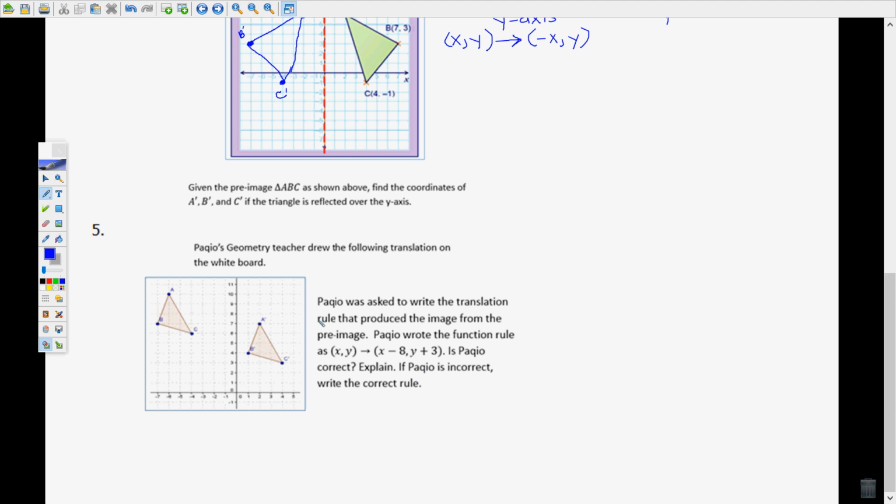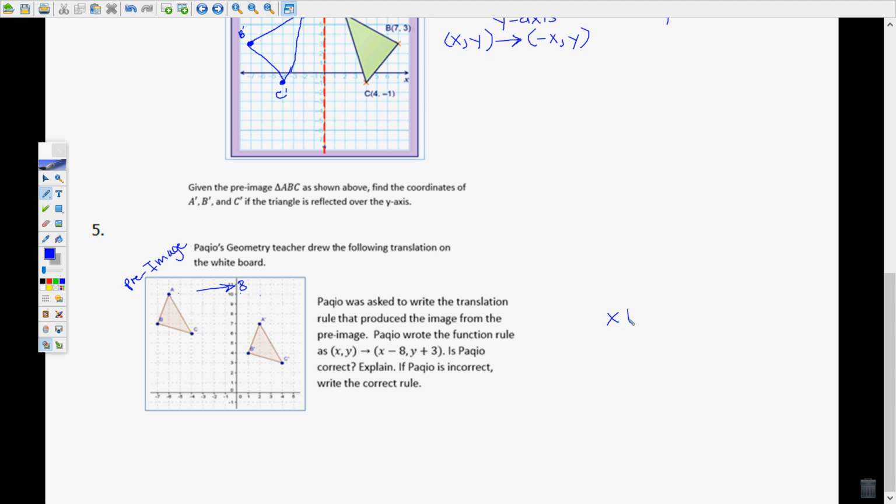So your pre-image is always going to be the one without the primes. So over here will be your pre-image. So that triangle on the left is where we start, and we're landing over here on the right. So I like to pick a point and see what's going on to go from this A to this A prime. Here's what happens, and I like to do my left and right first because that's my X. 1, 2, 3, 4, 5, 6, 7. I'm going 8 to the right. So that's a positive 8 on my X.